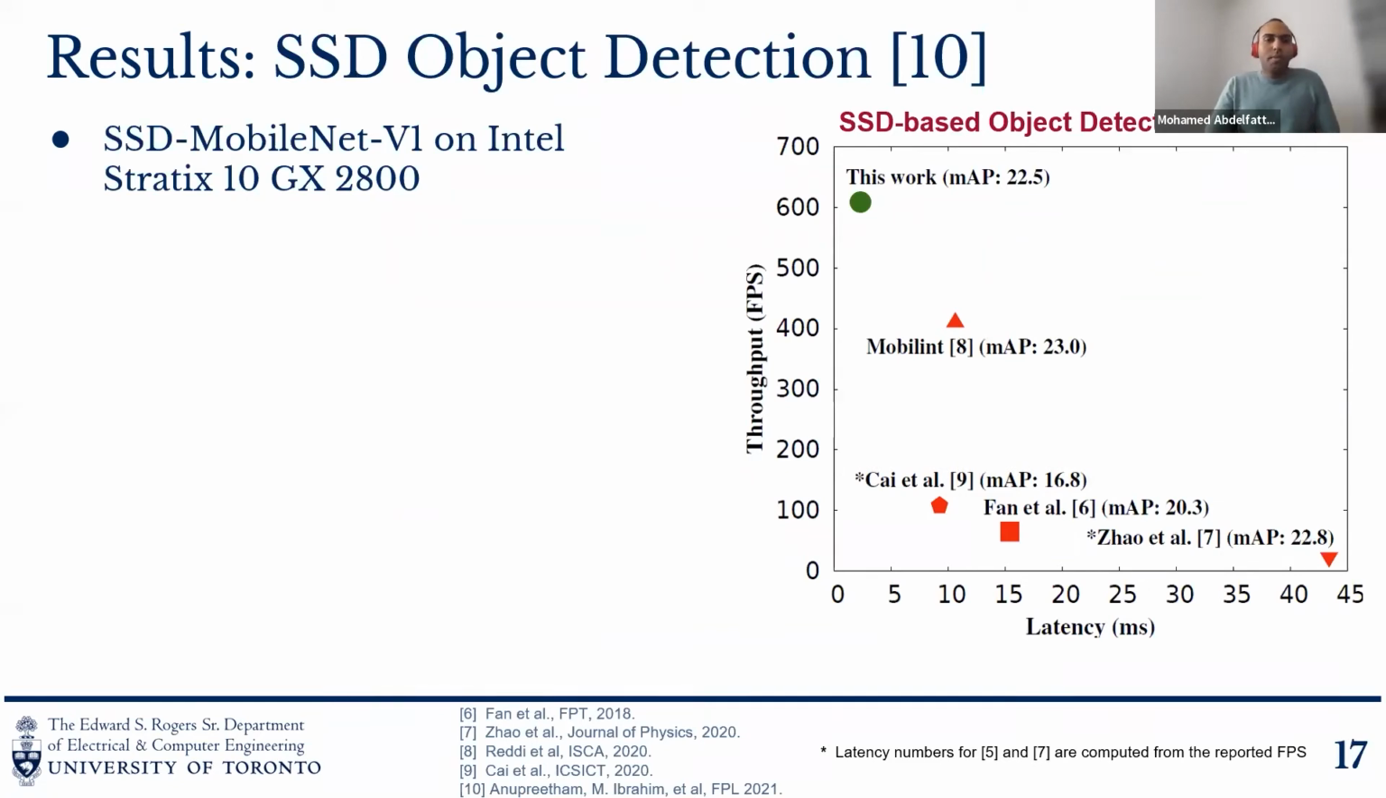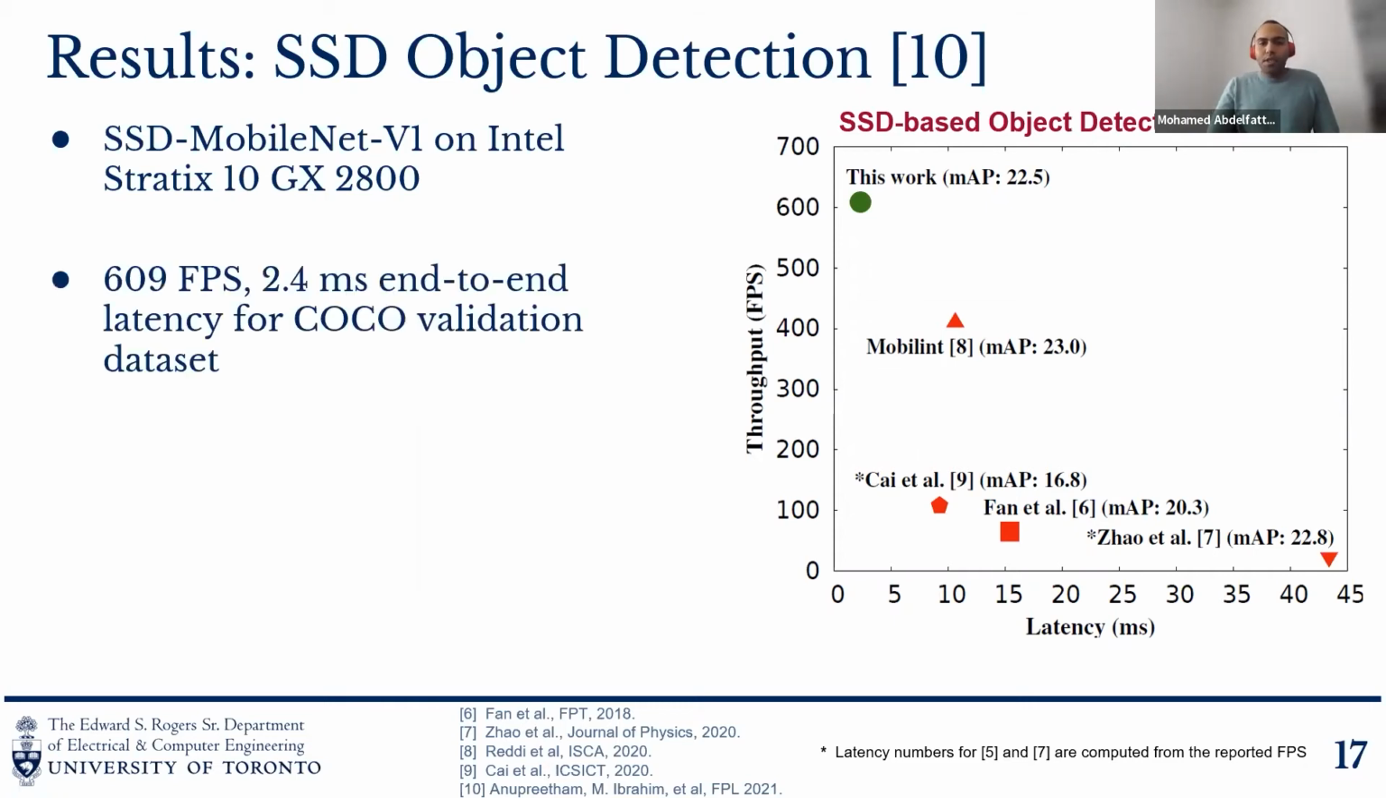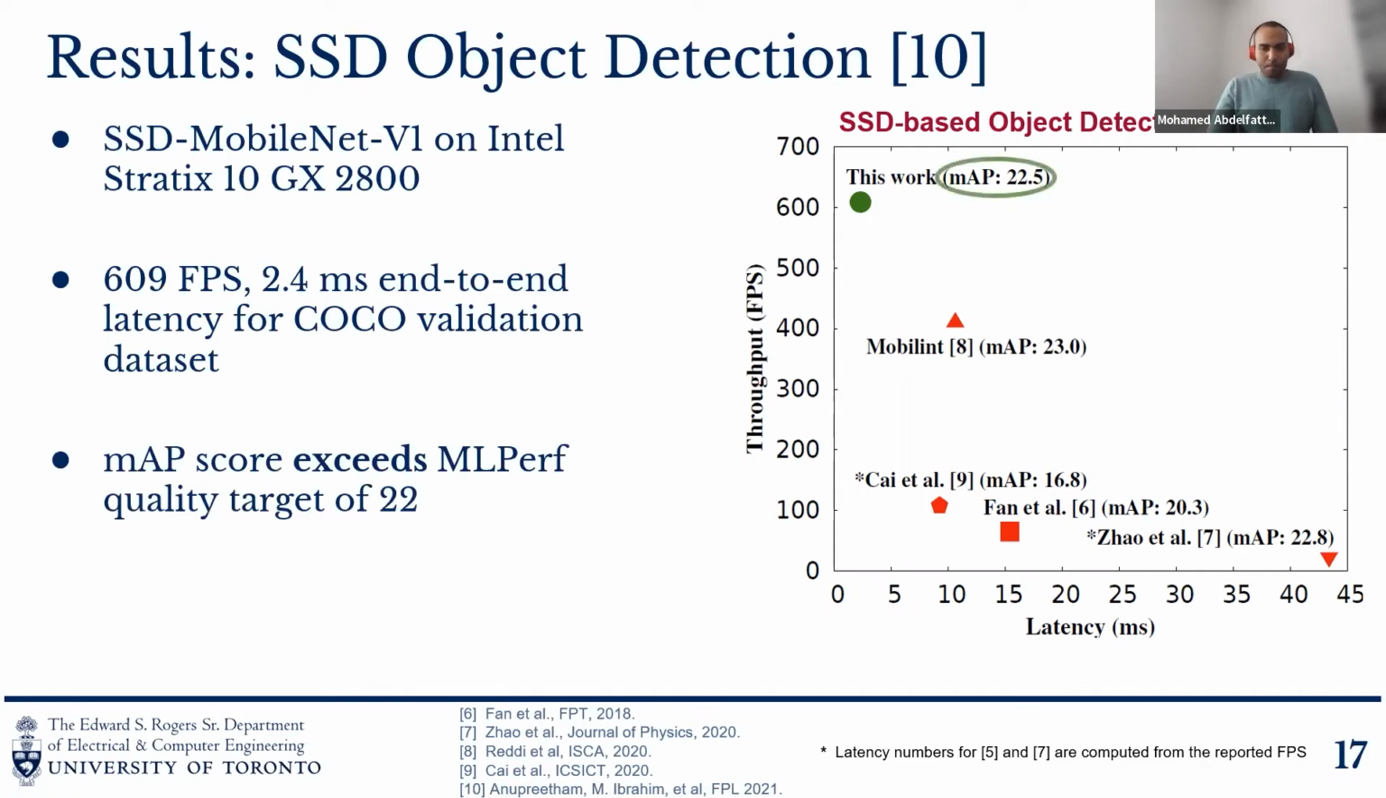As I mentioned, we run SSD MobileNet V1 on an Intel Stratix 10 GX 2800 device, and we achieved 609 frames per second and 2.4 milliseconds of end-to-end latency on the COCO validation dataset. And for accuracy, the metric for measuring accuracy for object detection is mean average precision, or MAP. We achieve a score of 22.5, which exceeds the MLPerf quality target of 22.